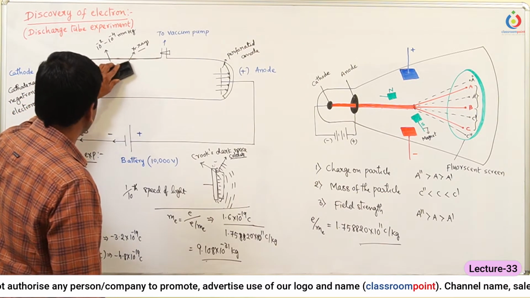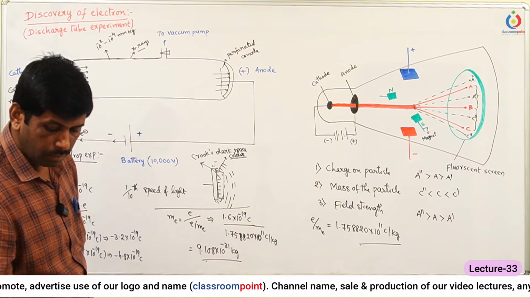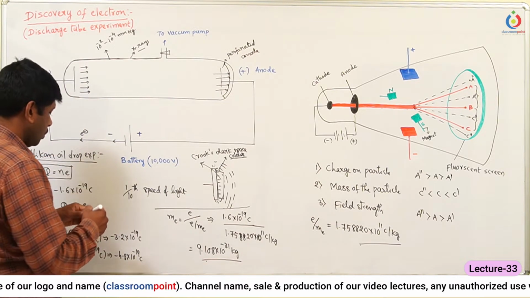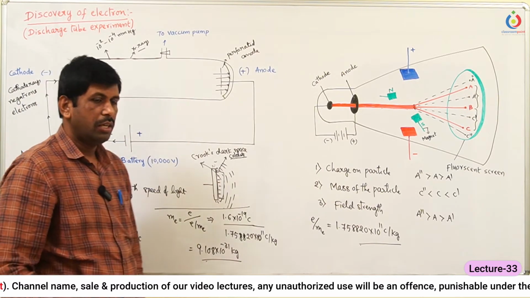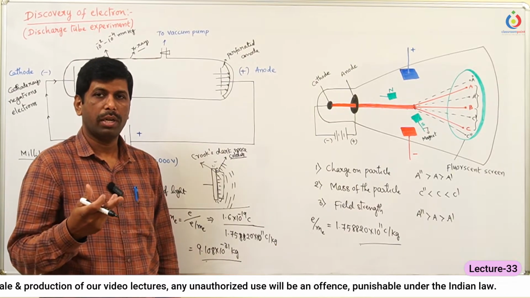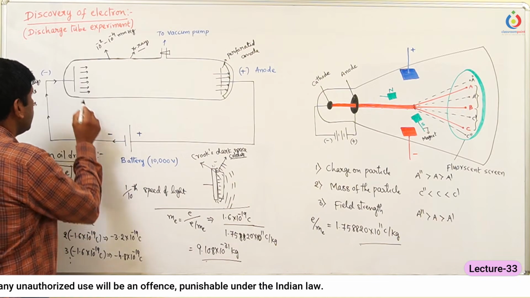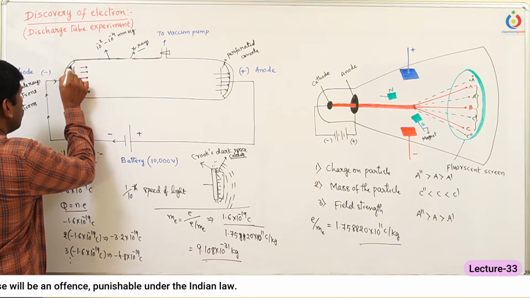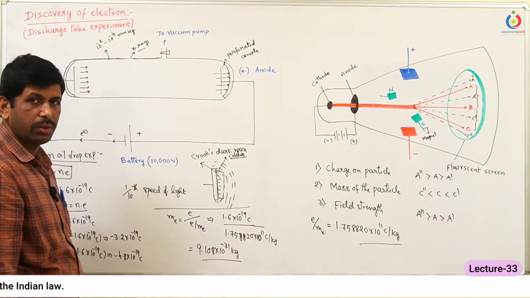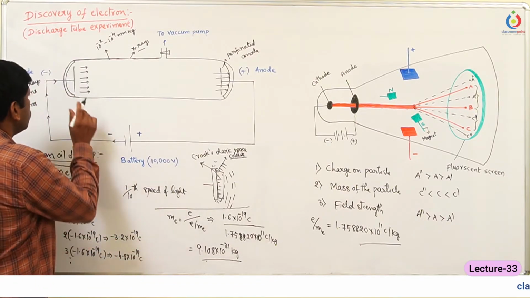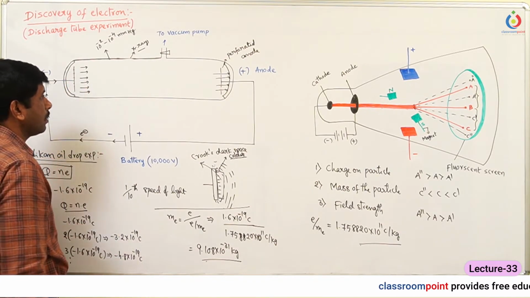Protons were also identified in the same discharge tube experiment. Goldstein observed that when negative particles are generated, to keep the matter neutral, opposite particles must automatically exist. So he thought he created a fluorescent screen behind the cathode. Here he made some holes on the cathode, making a perforated cathode.